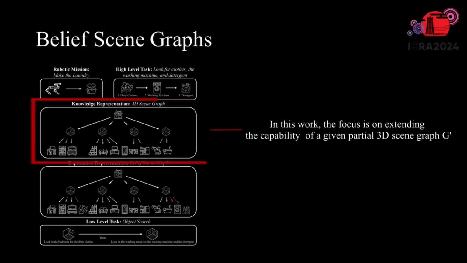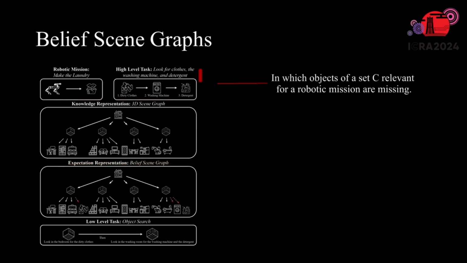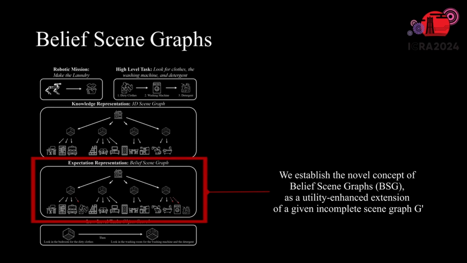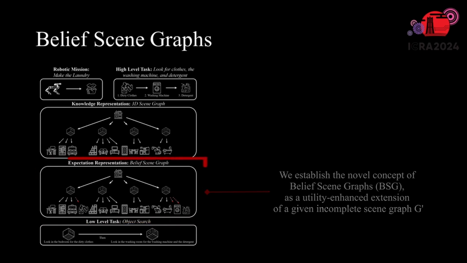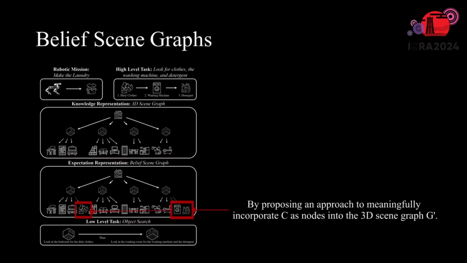In this work, the focus is on extending the capability of a given partial 3D scene graph G', in which objects of a set C, relevant for a robotic mission, are missing. We establish the novel concept of belief scene graphs as a utility-enhanced extension of a given incomplete scene graph G', by proposing an approach to meaningfully incorporate C as nodes into the 3D scene graph G'.